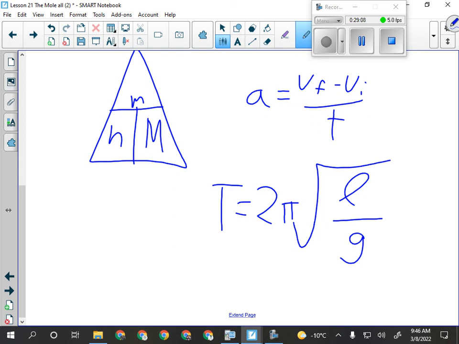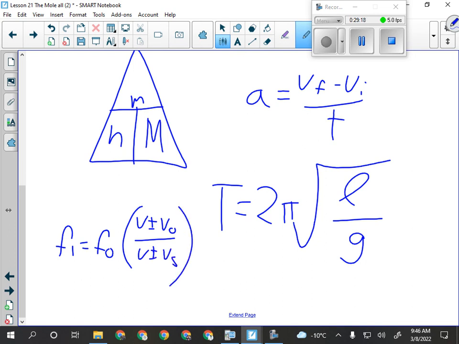There's no shape that will make this formula work, okay? Or when you get to this one, f1 equals f0 times v plus or minus v0 over v plus or minus vs. Forget it. Triangle won't work. Okay? The triangle works for simple 3 variable formulas, and that's it. You cannot use a triangle for anything else. So you might as well learn to do algebra. It's not very hard, okay?